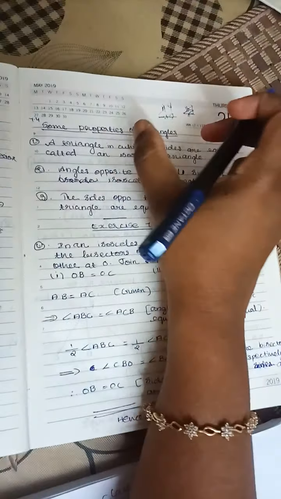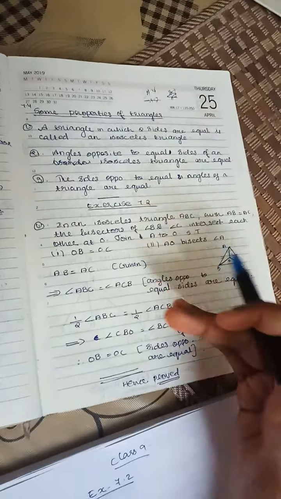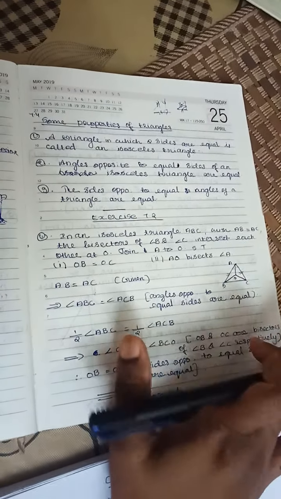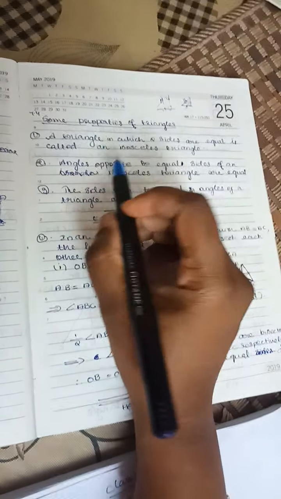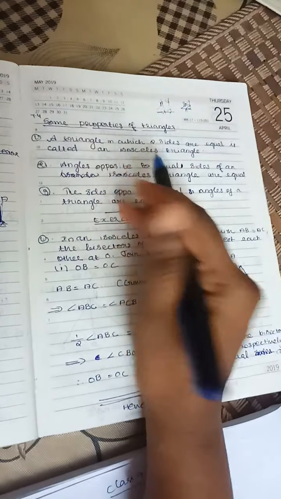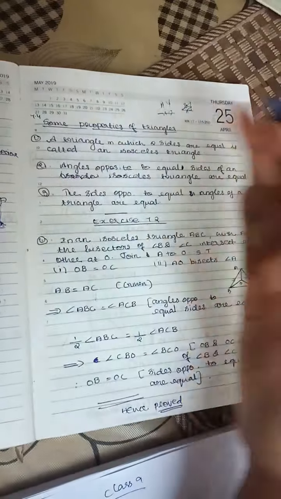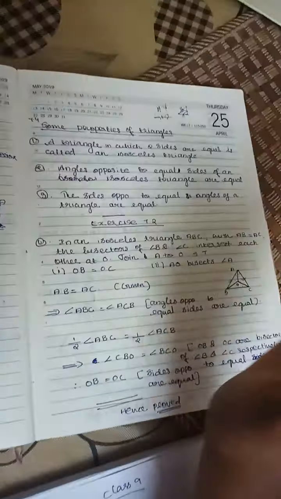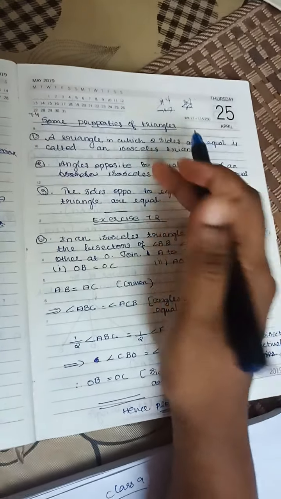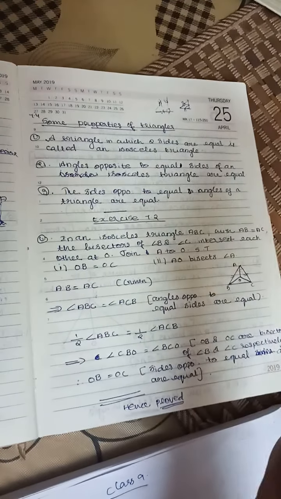So by using this concept we have to prove something here in exercise 7.2. So I am reminding these 3 points. Isosceles triangle means two sides are equal. If two sides are equal, then their opposite angles are equal. If two angles are equal, then their opposite sides are equal. Just remember these points and keep them in your mind.